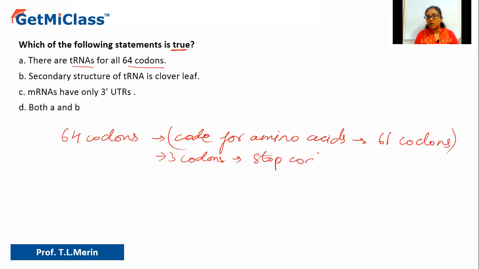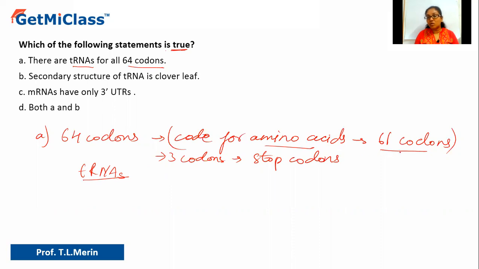Now, what does the option say? There are tRNAs for all 64 codons. So we are talking about option A. Since we are talking about coding, there are only 61 codons which code for amino acids. And what is the function of tRNA? tRNAs are the ones which actually carry these amino acids and help in bonding the amino acids with each other, so as to form a polypeptide chain. They are called transfer RNAs because they transfer the amino acid. Each tRNA is specific for a particular type of amino acid.